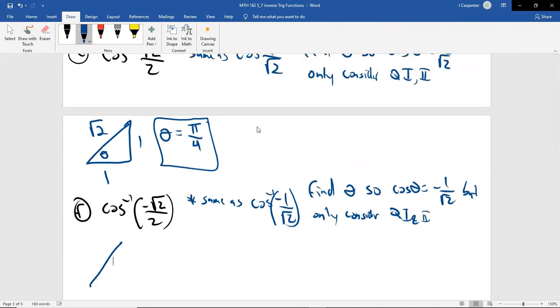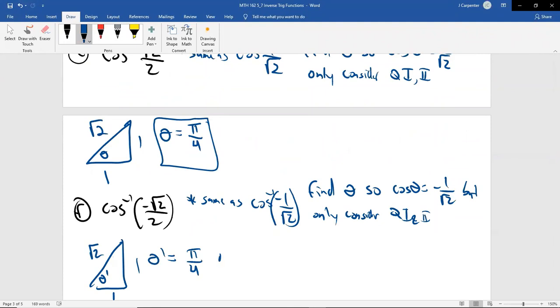All right, so we'll draw up our triangle, but because there was a negative involved, that makes this a reference angle. The adjacent should be the 1, the hypotenuse the square root of 2. It's the 1, 1, square root of 2 triangle again, which says that theta prime is pi over 4.